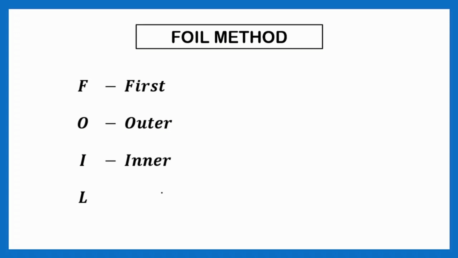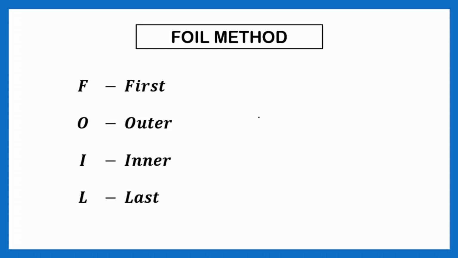So, ito po ay acronym. So, ang acronym na FOIL, para madali natin tandaan yung pagsasolve. So, F stands for first, O stands for outer, I stands for inner, L stands for last. So, etong process na to is the very step. Ito na yung step na gagamitin natin when we are multiplying binomial by binomial.